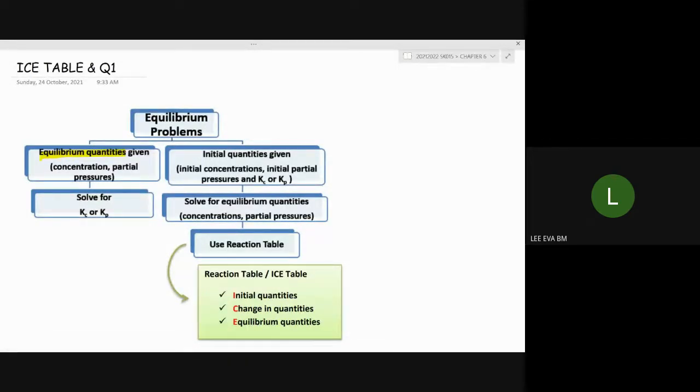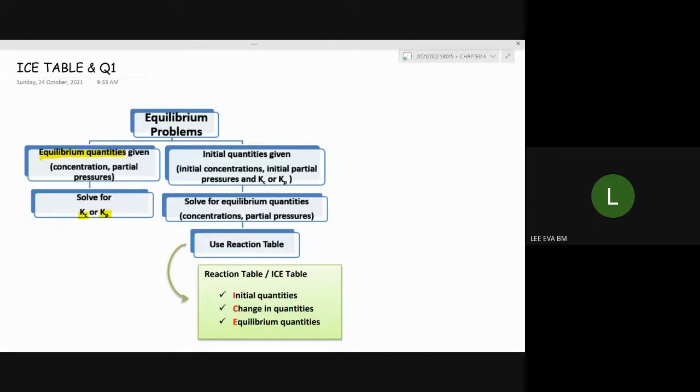Soalan bagi concentration at equilibrium. Soalan bagi partial pressure at equilibrium. And you are requested to calculate the value for Kc, Kp. So this one is straightforward. Straight away the equation or the question is already at equilibrium. So equilibrium quantity, kirakan untuk Kc ataupun Kp.